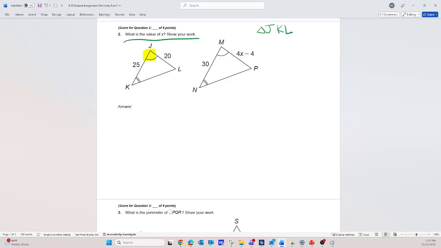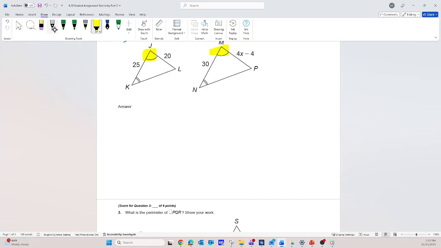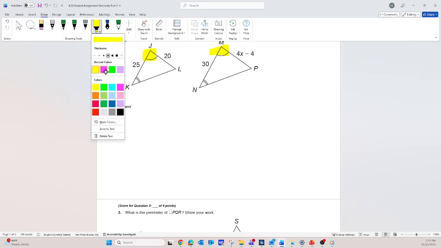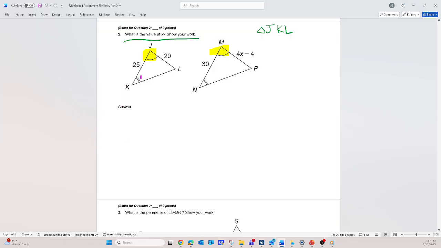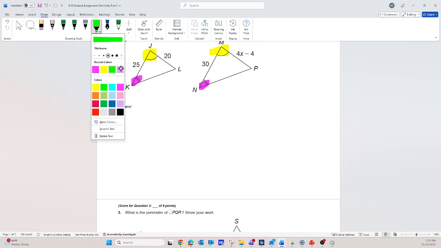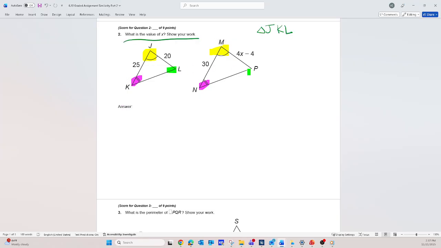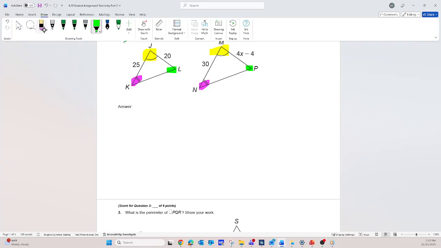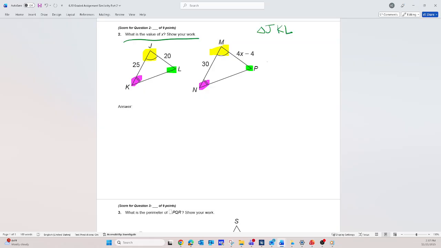So angle J is congruent to M because it has one curve, right? And then angle K is congruent to N, has 2 curves. And then we have angle L, which doesn't have a curve, to P. Okay, so I need to order it in that way. And then you're going to see which sides are also congruent. So I'm going to write it here.